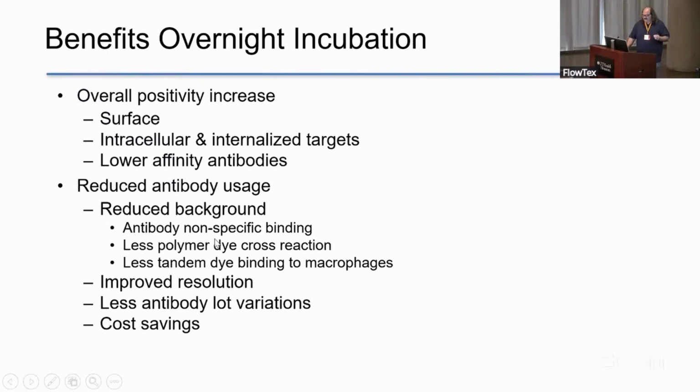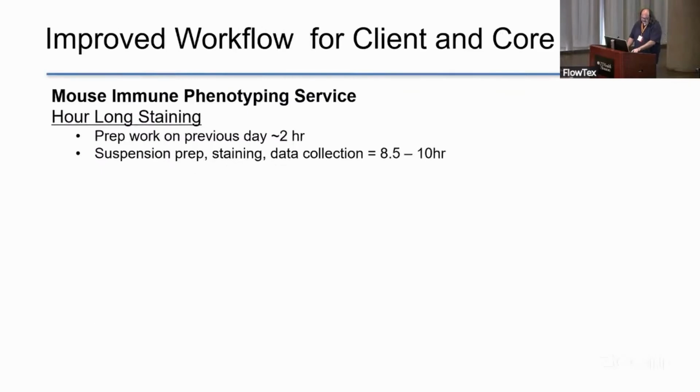You see a drastic reduction in the background through there being a lot less antibody nonspecific binding because you've used less antibody. You have less problems with your polymer dyes, and less problems with tandem dyes sticking to your macrophages. And of course, that all leads to better resolution and less antibody lot variation as well, because I personally find that to be very important. I'm running an antibody bank, and whenever we run out of an antibody, we have to make another lot for somebody, and there can be small changes there, so you don't have to retitrate. If that tube goes 10 times further and gets me through a large experiment, I'm going to be super happy. And of course, there's cost savings that come in there.